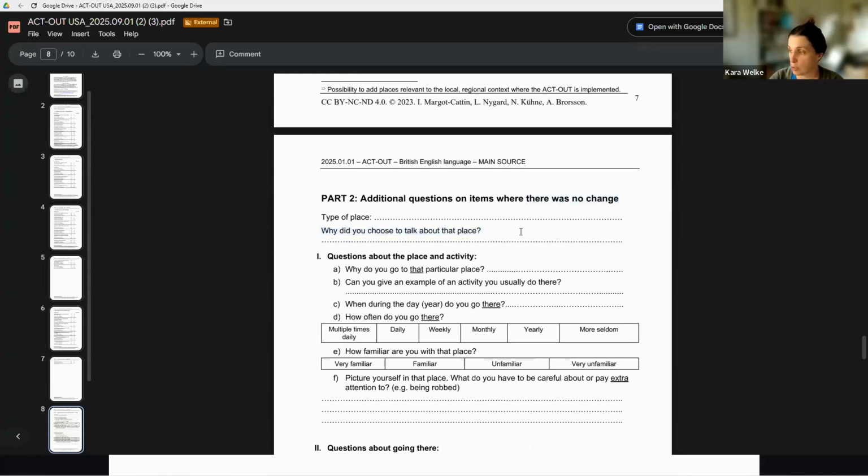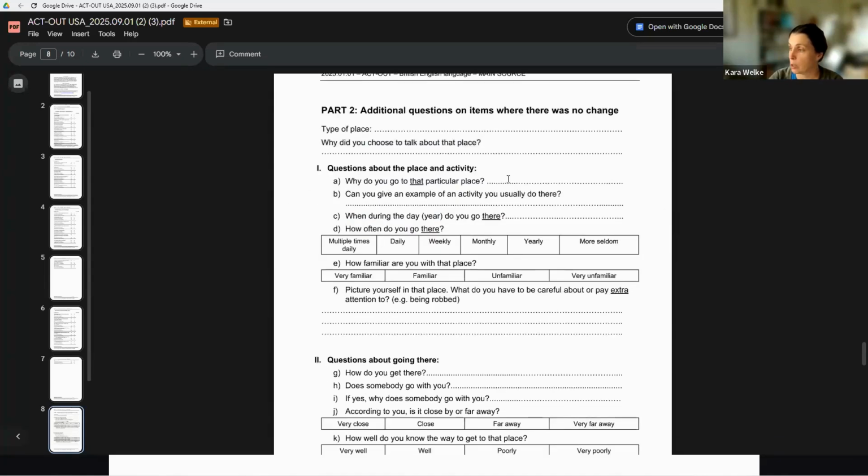You ask them, why did they choose that activity? Why do you go to that particular place? Can you give an example of an activity you usually do there? So a doctor's office would kind of be silly. Seems like it'd be more beneficial, like maybe if they used to go to the park or something like that. But you go through and answer all these questions.